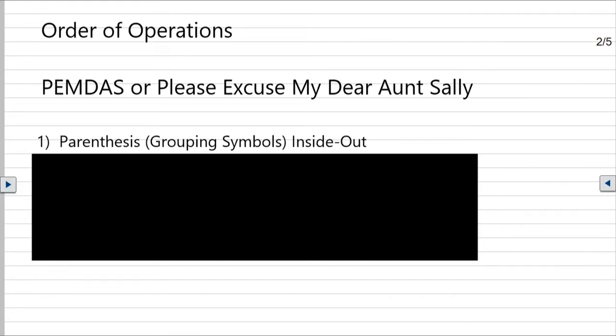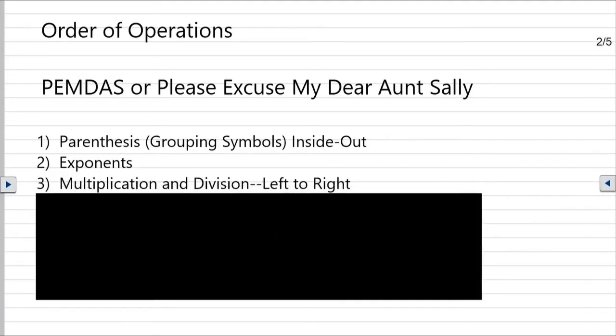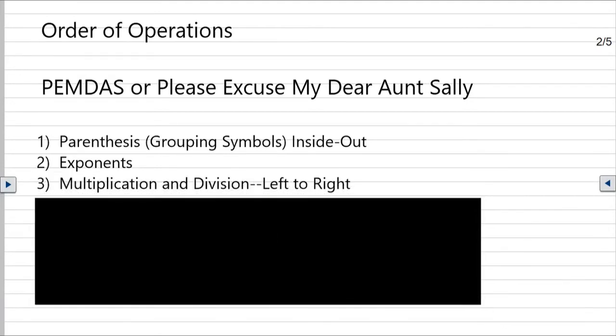Okay, so once you've taken care of any parentheses, E, or excuse, is exponents, and we will touch on those in a little bit, but that would be your second thing. Third, we work our multiplication and division, left to right. You notice they're in the same line. One doesn't trump the other, and one doesn't always come first. It's just whatever comes first as you work left to right through the problem. So if multiplication comes first, we do multiplication. If division comes first, we do division.